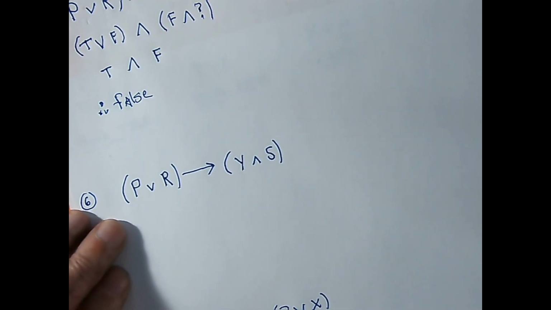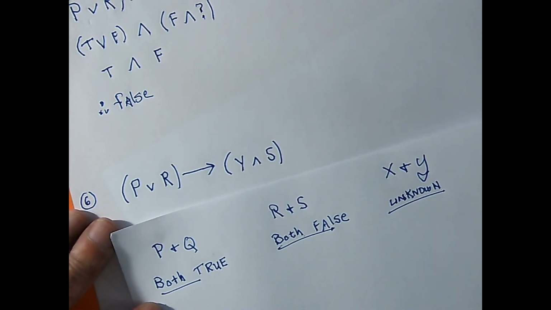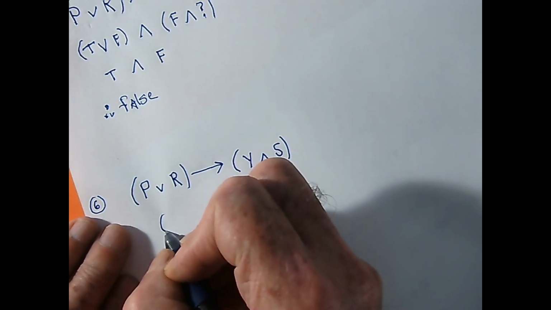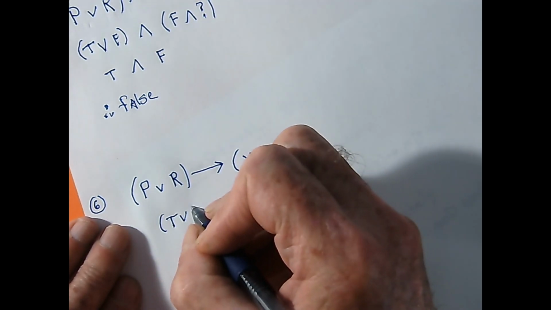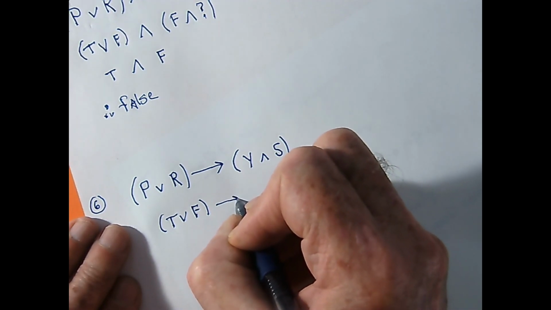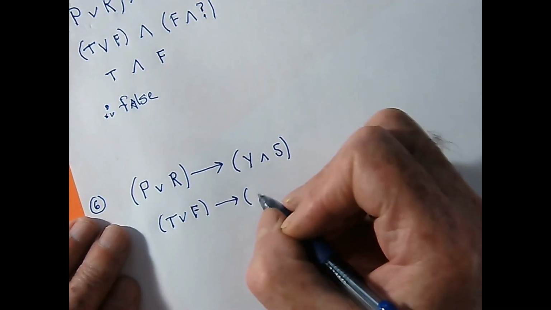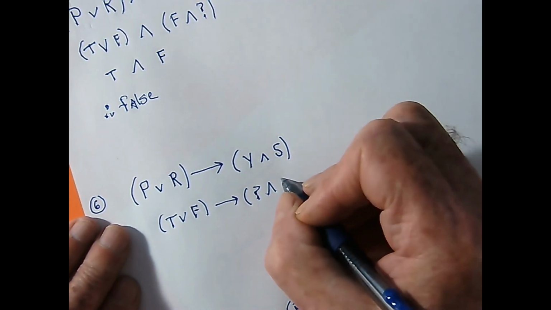I've got another one. Again, same suppositions. P and Q are both true. R and S are both false. X and Y are unknown. Let's make substitutions. P was true. R was false. Then, this is a conditional. There's its hypothesis. There's its conclusion. Y was unknown to me, and S was known to be false.